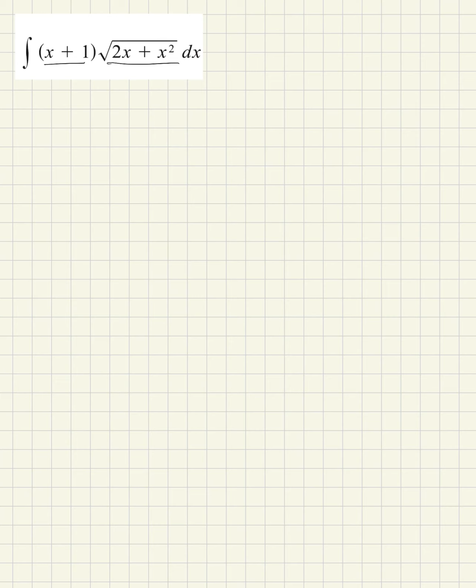So what that means is that you're going to let u equal to either x plus 1 or 2x plus x squared. Okay, in this case, I see that if I was to do 2x plus x squared as my u sub, and I take the derivative, the derivative of u is just going to be du. The derivative of all of this is just going to be 2 plus x squared, okay, dx.